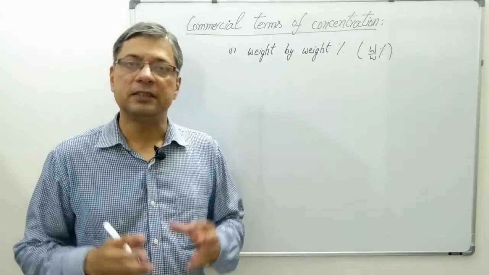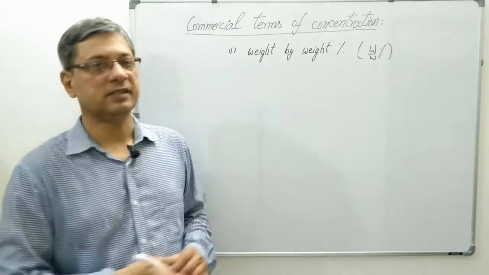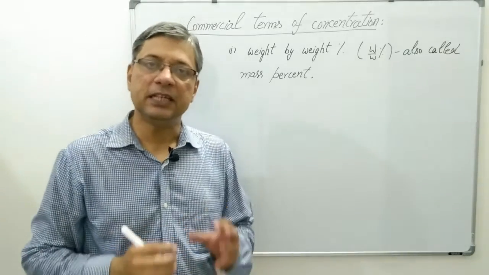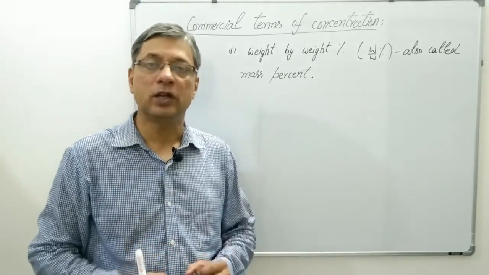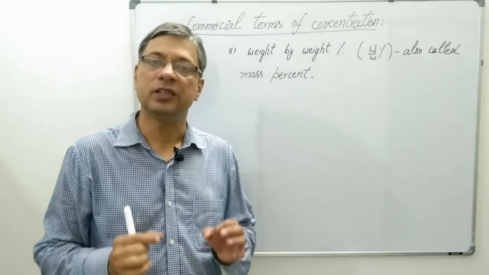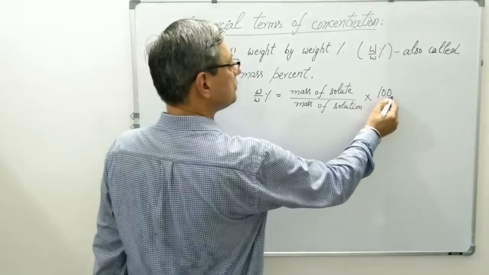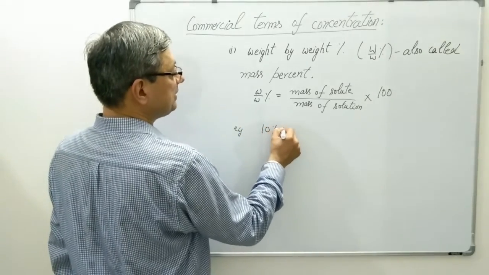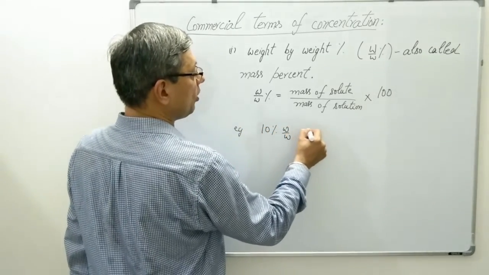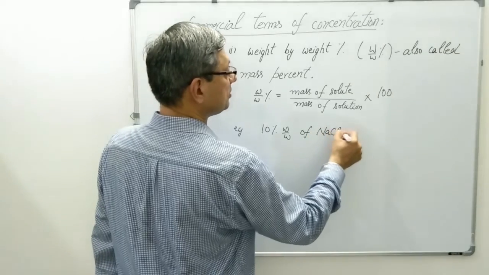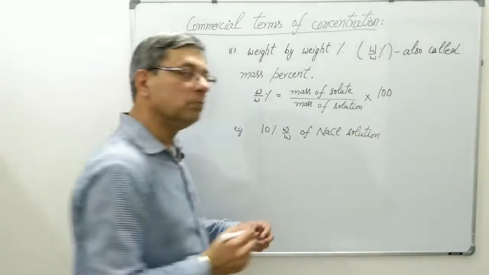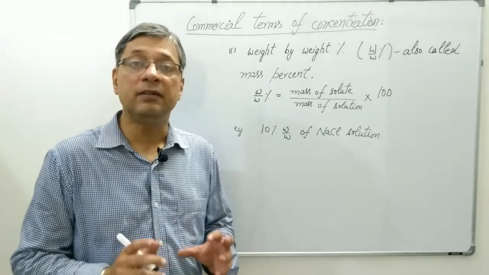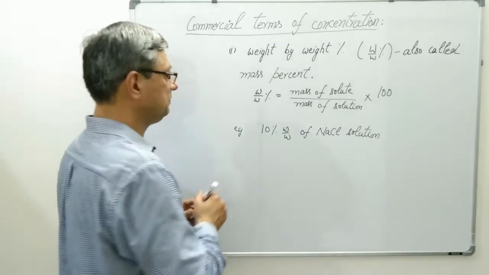Weight by weight percent is also called mass percent. Mathematically, weight by weight percent is equal to mass of solute upon mass of solution into 100. For example, I write 10% W/W of NaCl solution. It would mean 10 grams of NaCl in 100 grams of solution.